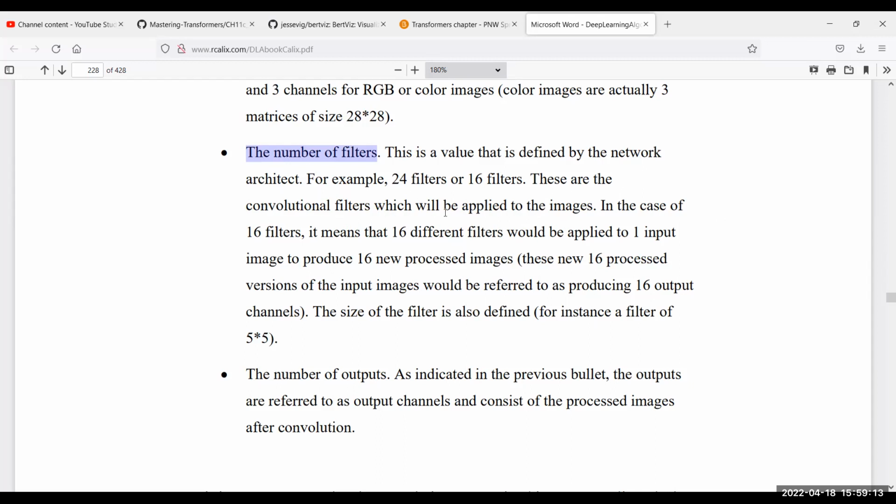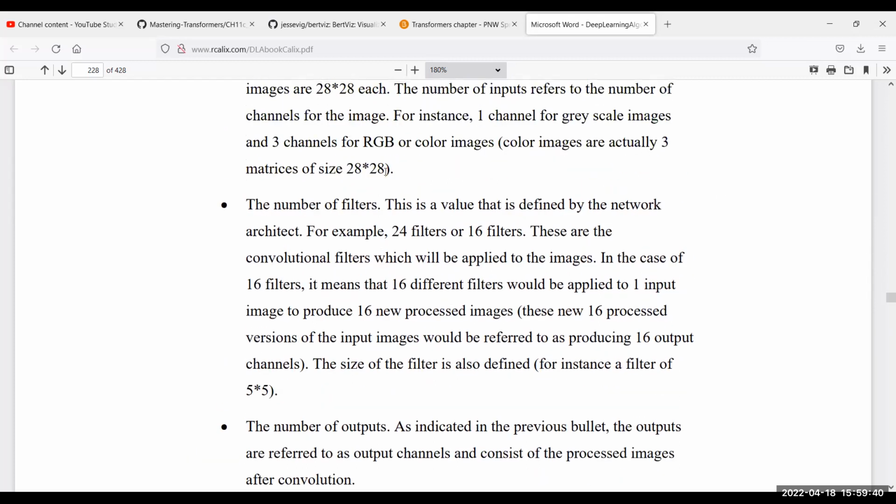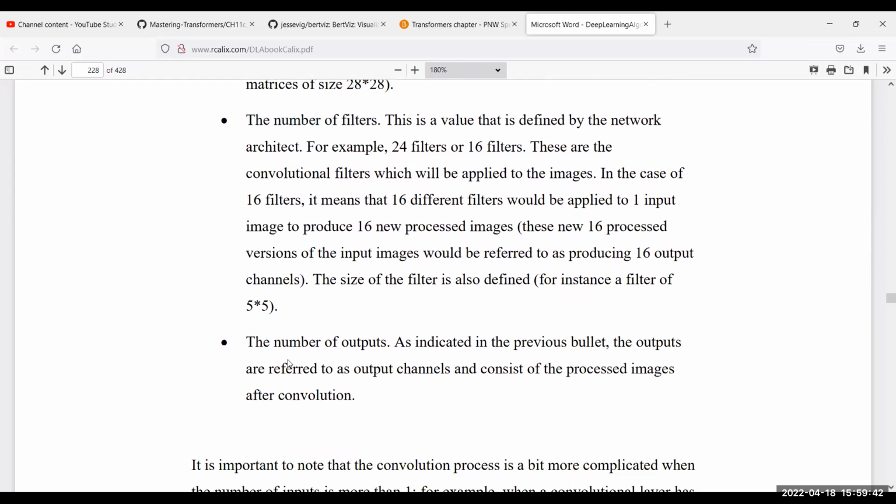These are convolutional filters, which will be applied to the images to transform them, basically. In the case of 16 filters, it means that 16 different filters would be applied to one input image to produce 16 new processed images. And then the new 16 processed versions of the input would be referred to as producing 16 output channels. The size of the filter is also defined. So for instance, 5 by 5, just like the image is 28 by 28.